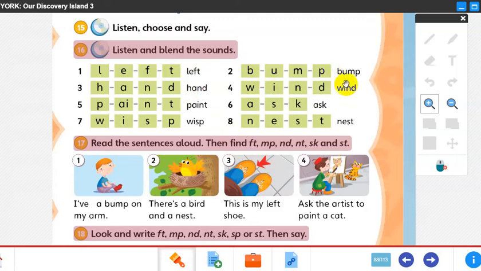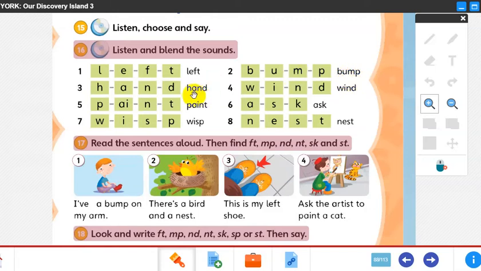Left. Here we have the word bump, and bump here is to hurt part of your body by hitting it against something hard. So you feel pain. When you hit something hard, you feel pain. This is some kind of hurt, right? So this is a bump.